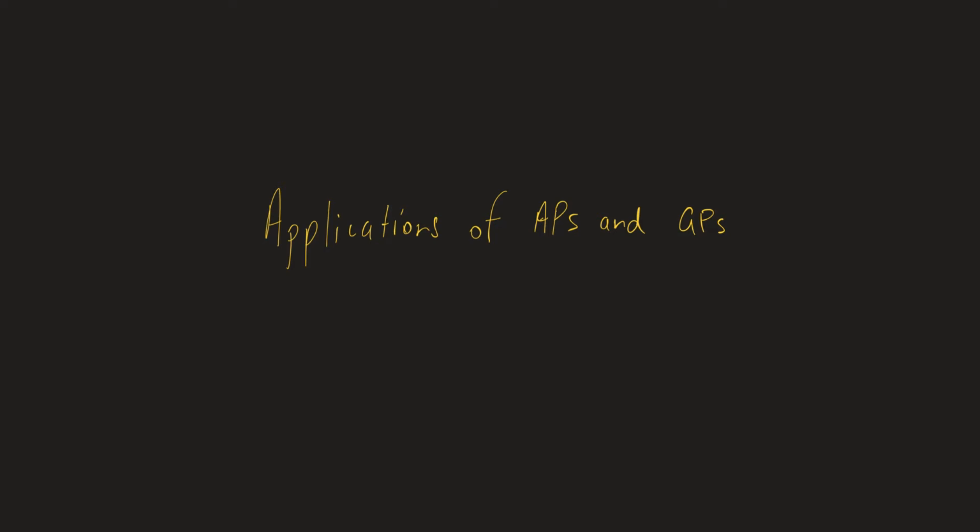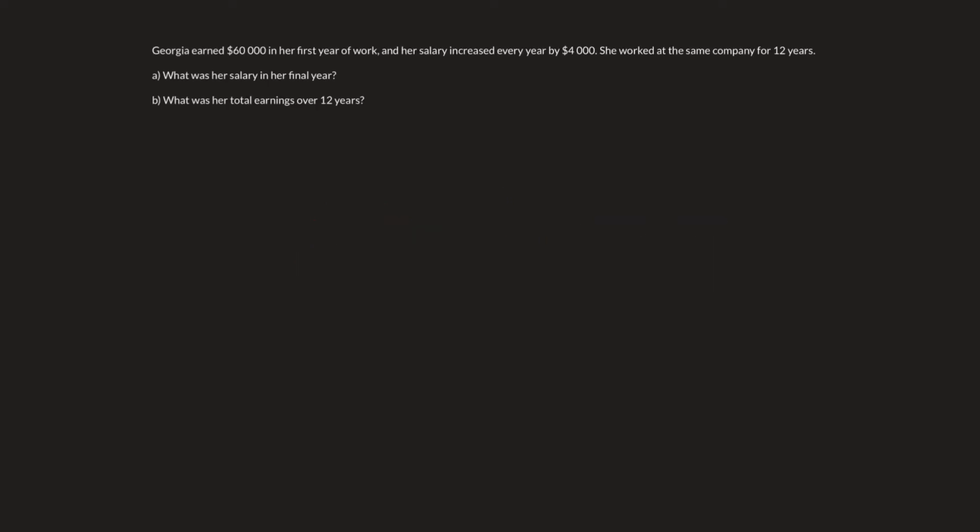In this video, we're going to look at applications of arithmetic progressions and geometric progressions. So with our first problem here, Georgia earned $60,000 in her first year of work, and her salary increased every year by $4,000. She worked at the same company for 12 years. So for part A, what was her salary in her final year? And B, what was her total earnings over 12 years?